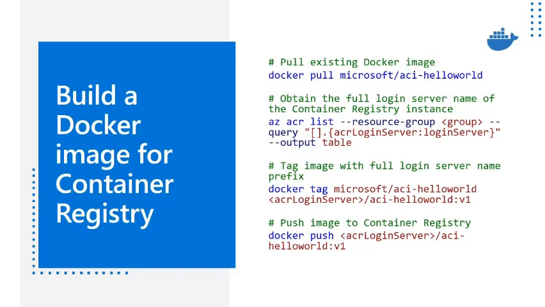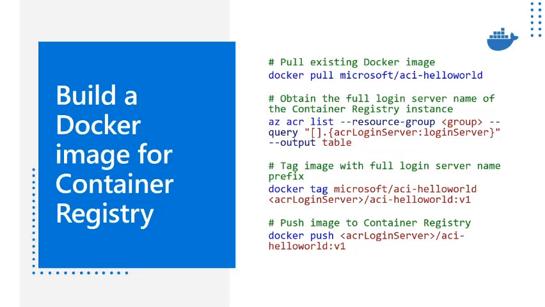And build a Docker image for the container registry. Now we created a container registry, and now we need to build a Docker image for it. So what we do, we pull a Docker image, then obtain the full login server name of the container registry instance, then tag the image with the full login server name prefix, and then push the image to the container registry. To push an image to Azure Container Registry, you must first have an image, right? If you don't have any local container image, you can pull an existing image from Docker Hub.